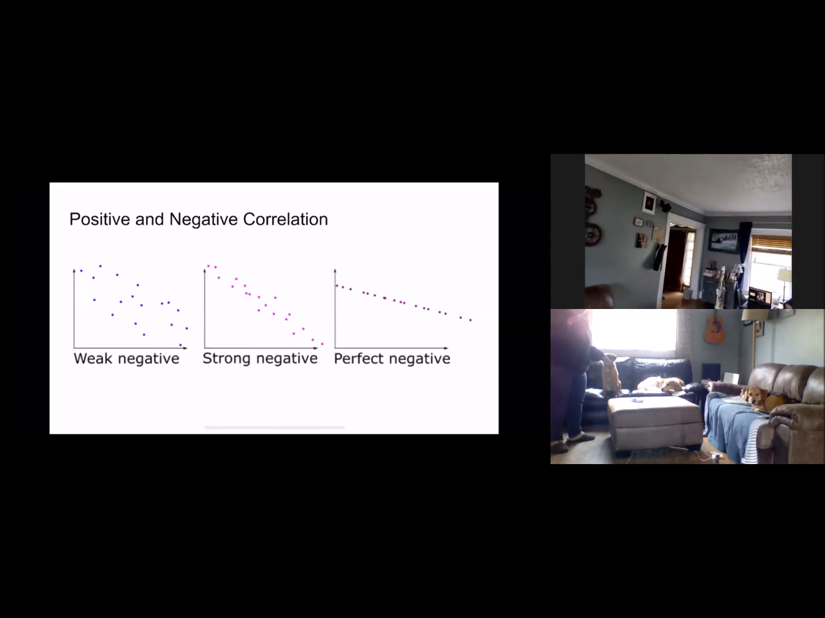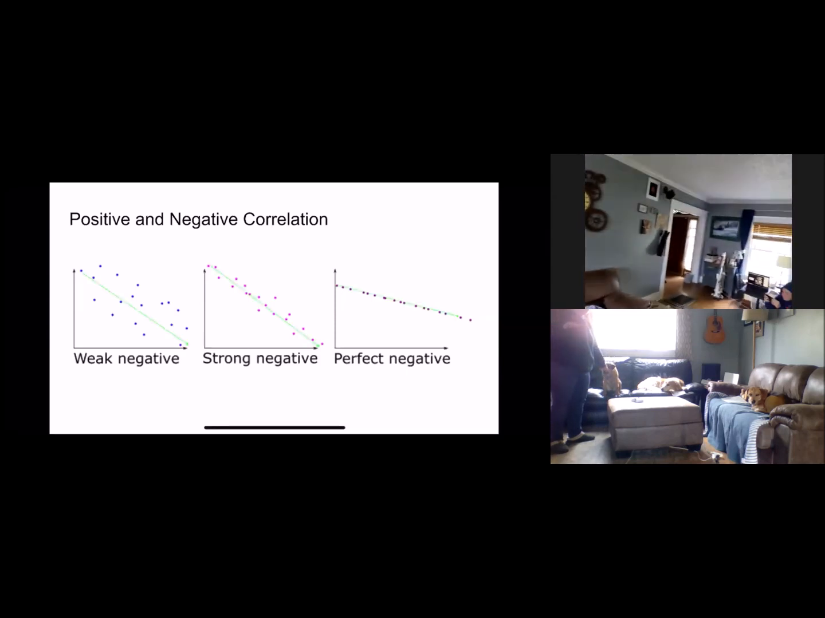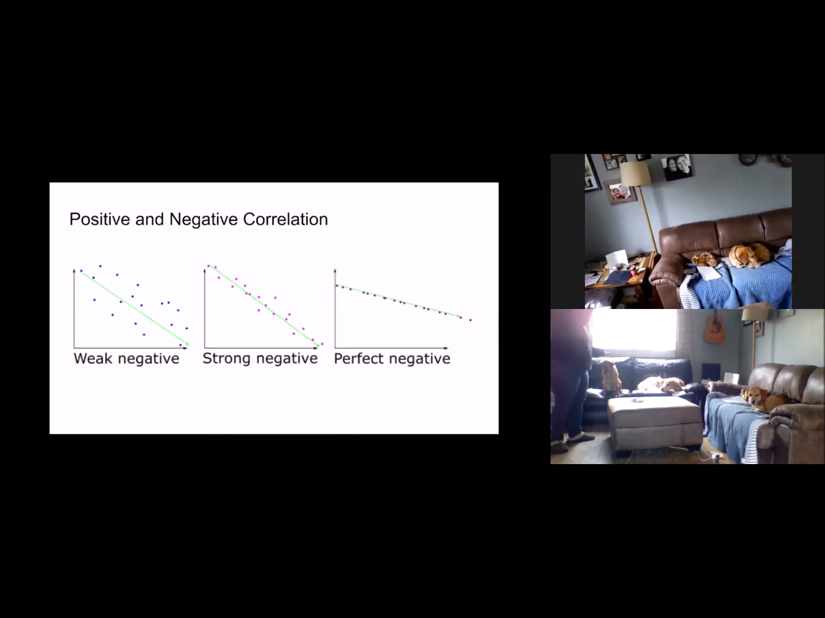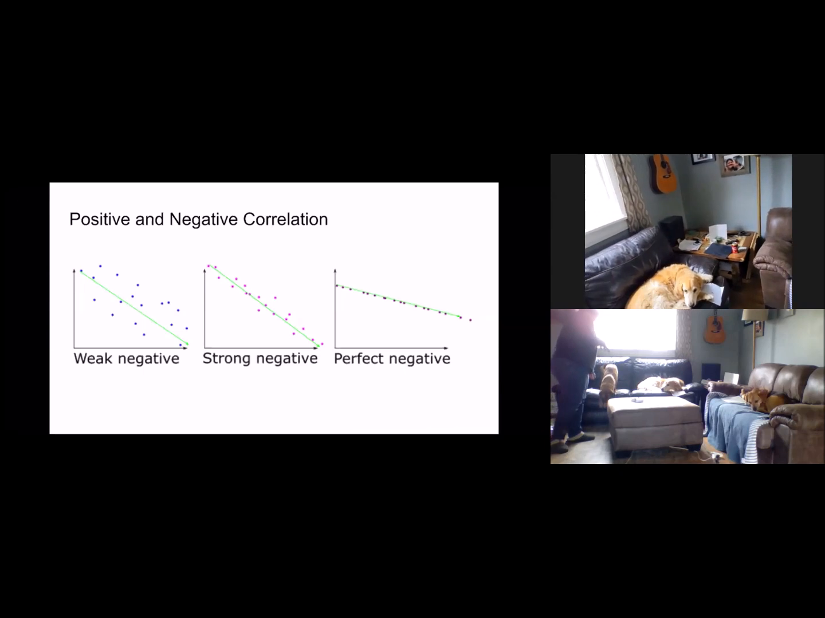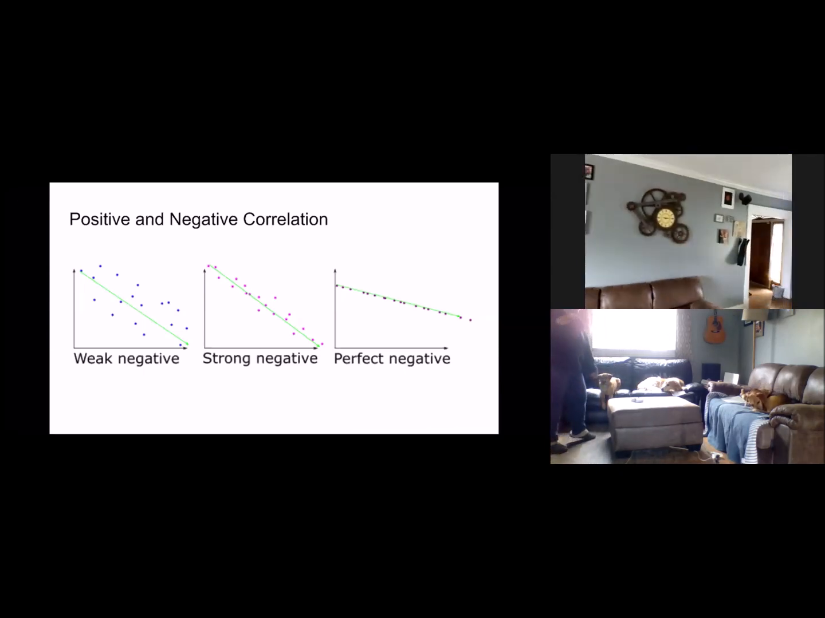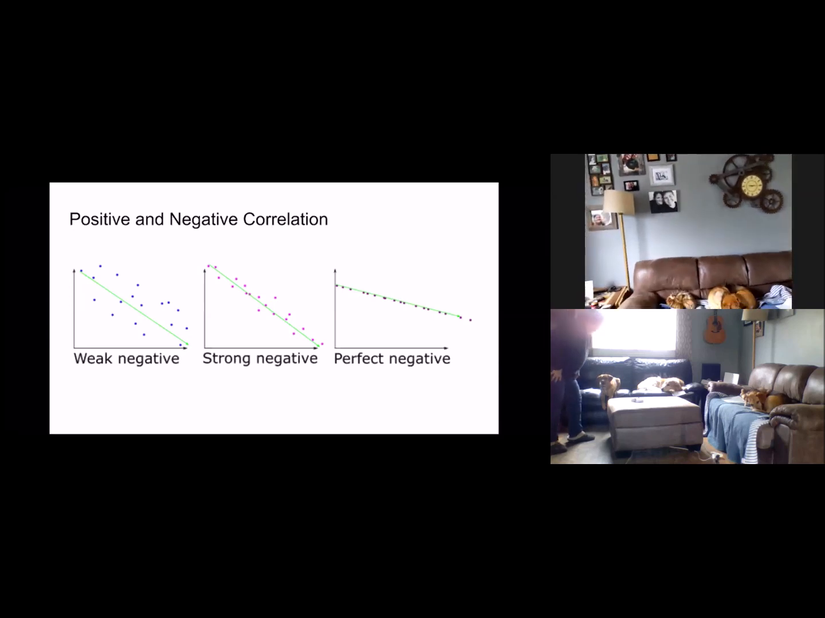So let's draw our imaginary line again. Go ahead and click for me. Okay, here's our imaginary line. We got half the dots above, half the dots below. And we see that all of these are now going to have a negative slope.